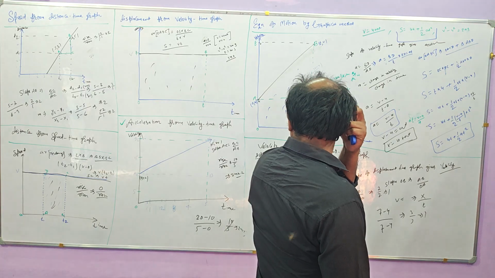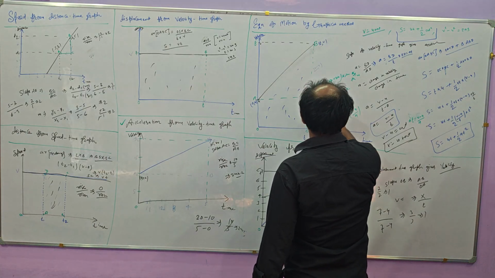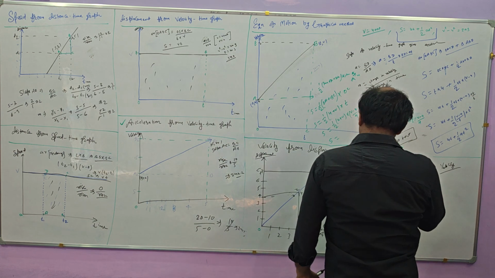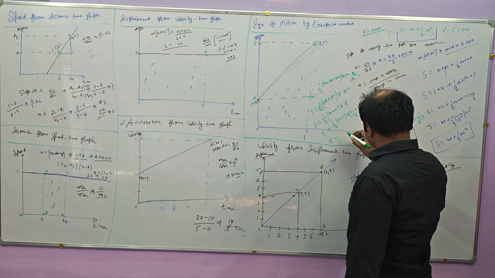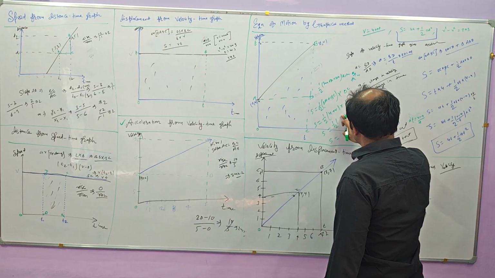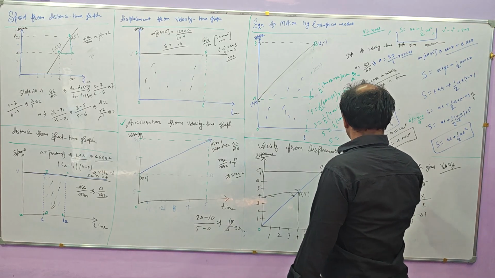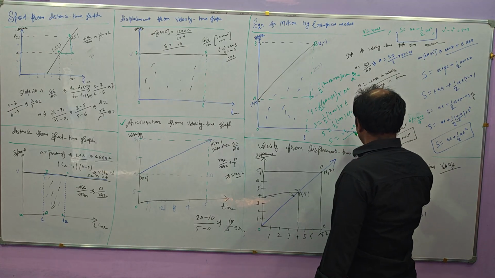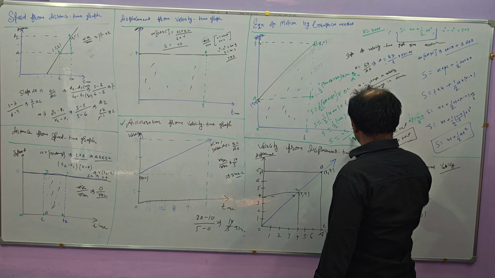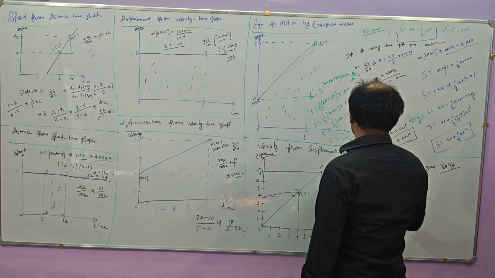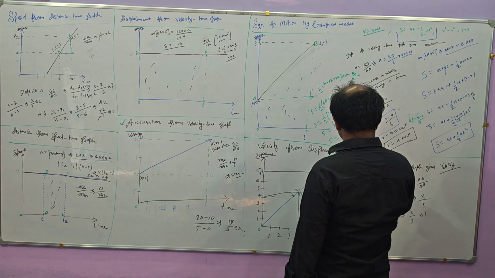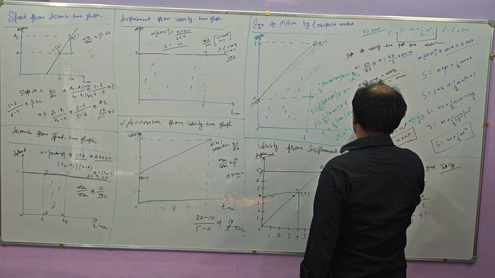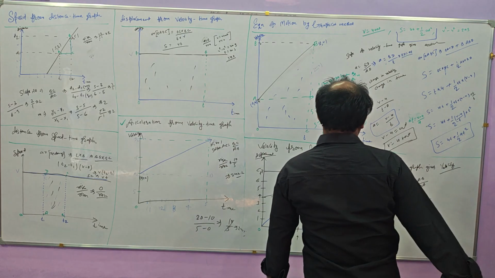Area under the velocity-time graph gives displacement, so all of this is displacement. So S becomes, directly we can write, U plus V, otherwise V plus U, that doesn't matter, into V minus U, and this becomes 2A. So we can directly write V square minus U square is equal to 2AS. And we got the equation.